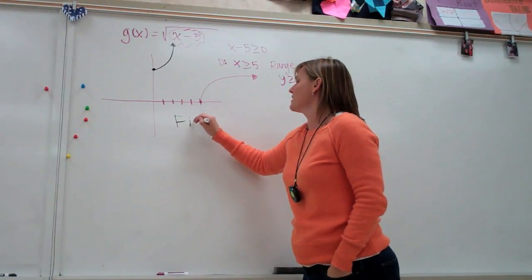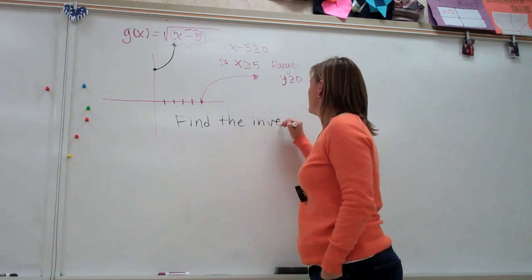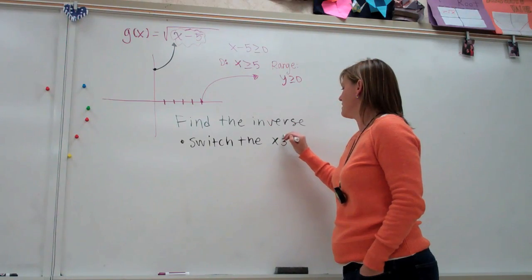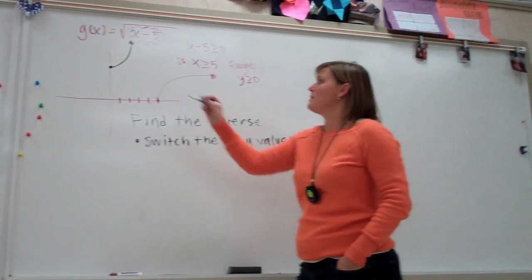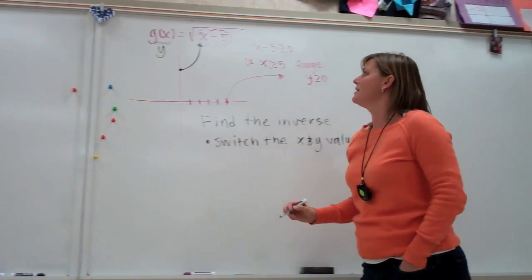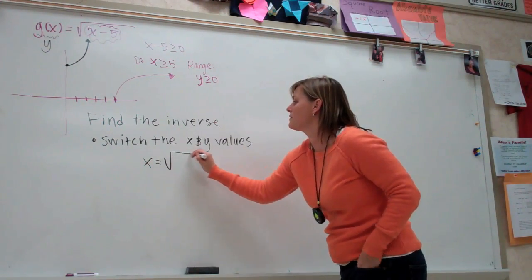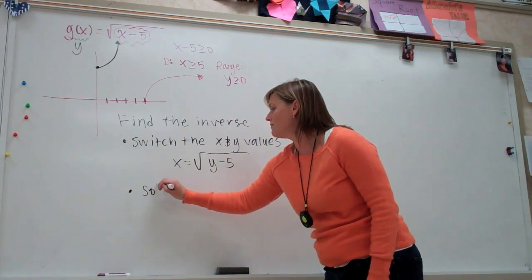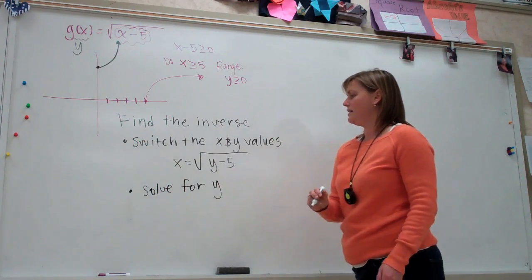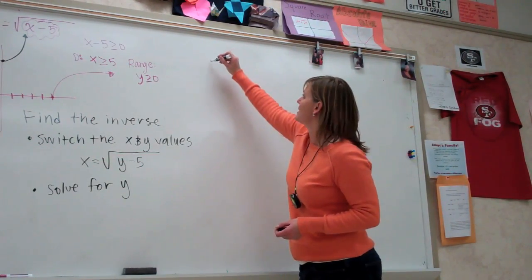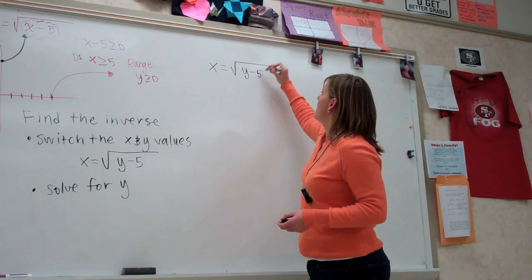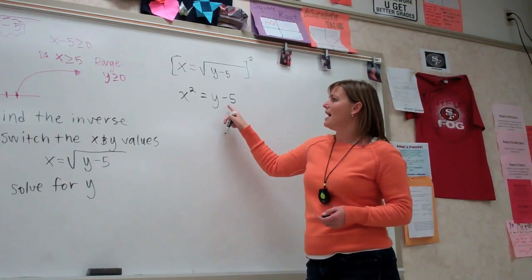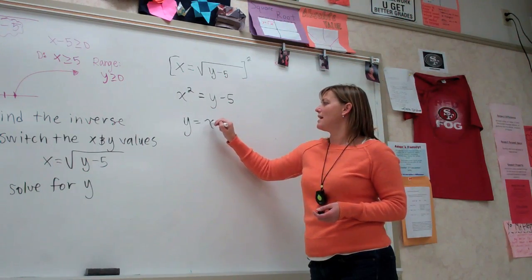So now in order to find the inverse, you do two things. Switch the x and the y values. Remember, this g of x really is a disguise for y. And so I'm going to switch the x and the y values. So x is equal to the square root of y minus 5. So that's the first step. And then the last step is to just solve for y. So remember how you would get rid of a square root in an equation like this. All you have to do is just square both sides. And then x squared is equal to y minus 5. And then the last step is to just add 5 to both sides. So y is equal to x squared plus 5.